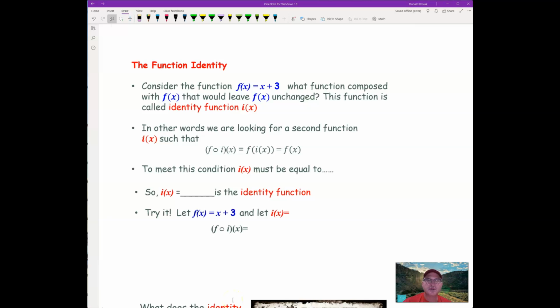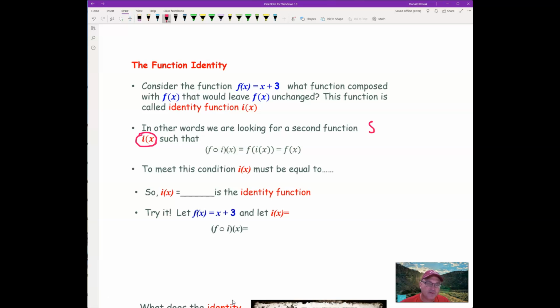Don't let the notation confuse you here. This is very, very simple. It's just understanding how things get substituted. So we're going to say let the identity function be some function and we're going to call it I. So I of x represents this thing that we can compose with f and not change it. So here I'm doing my composition, f composed with I. If I did that, I can rewrite that as f of I of x.